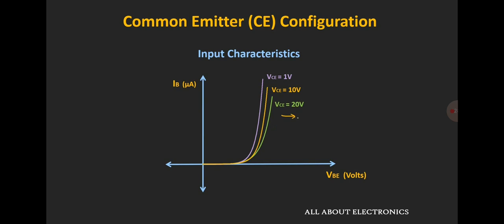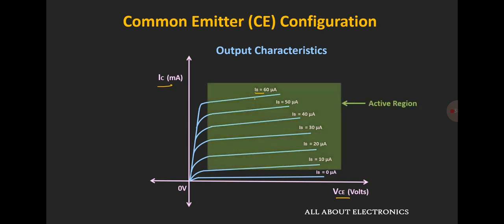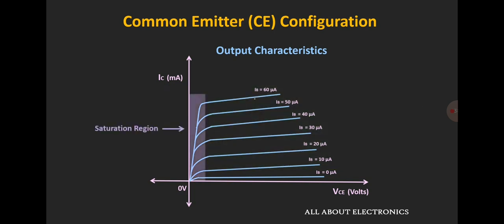Alright. So similarly, now let us see the output characteristics. This output characteristic shows the relationship between the collector current IC and the voltage VC. Here the different IC versus VC curves are shown for different values of the base current. Now this curve can be divided into three regions. One is the active region, the second is the saturation region, and the third is the cutoff region. So one by one, let us talk about each region.